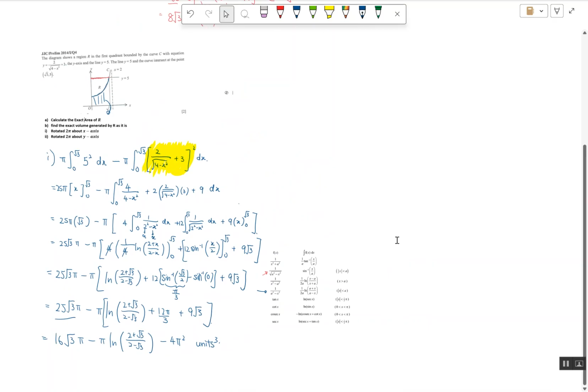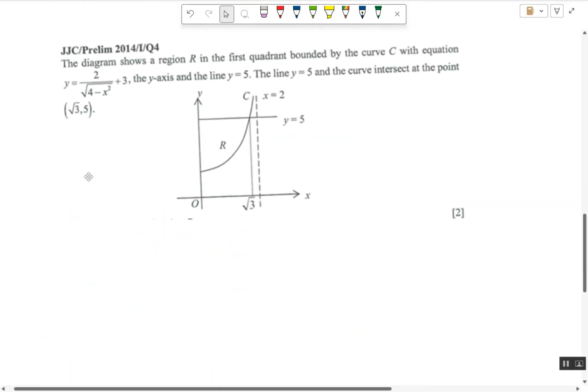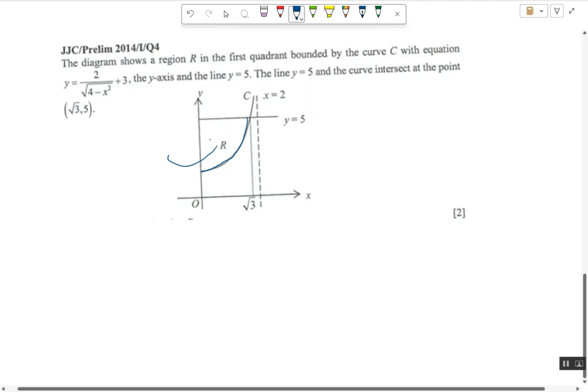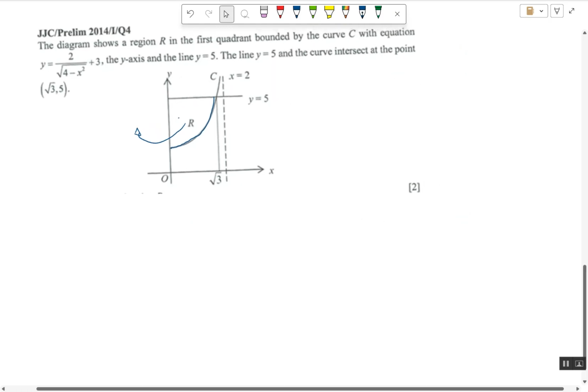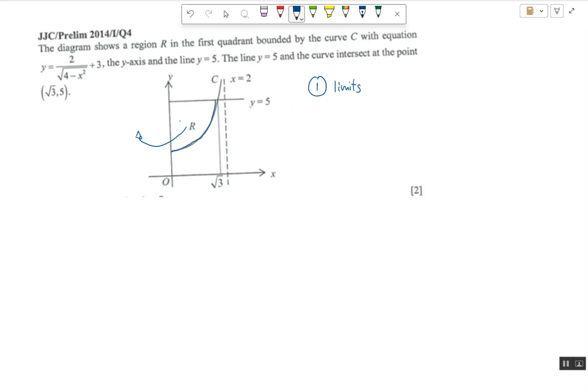Okay, I'm going to talk about the generating with respect to the y-axis. If I want to generate this with respect to the y-axis, it is pretty straightforward. It will just be the area under the curve with respect to y and going to this side. But before that, the first thing is I must find my limits, which is my y-intercept here.